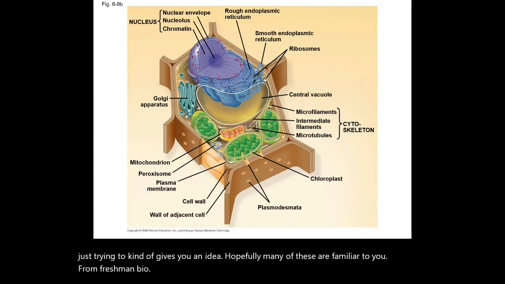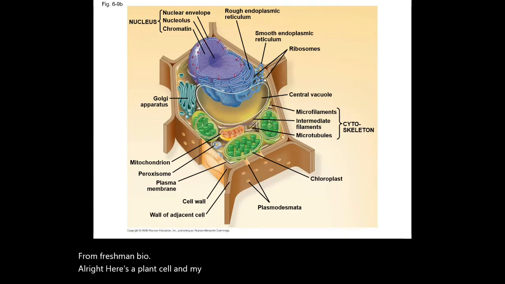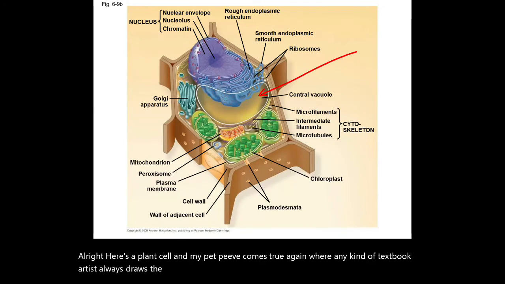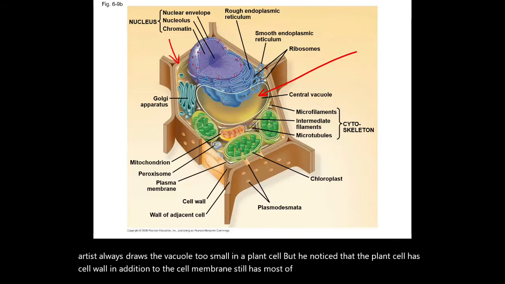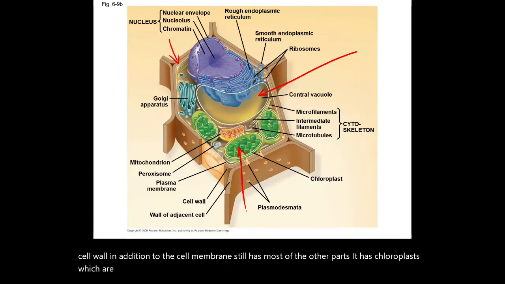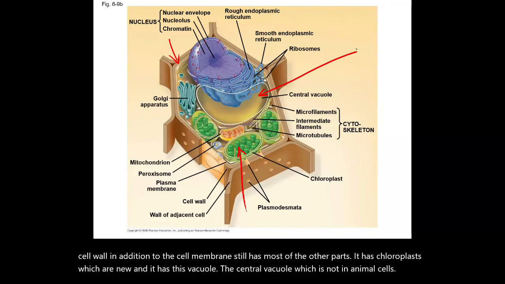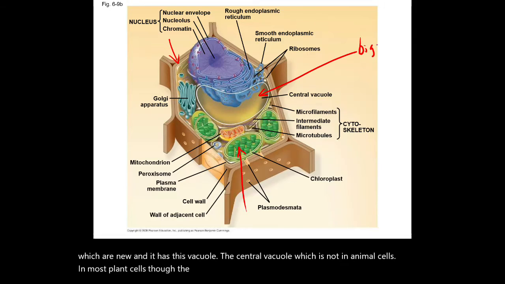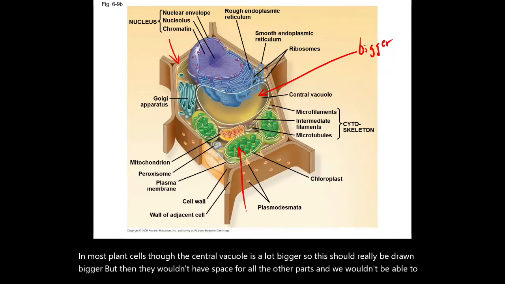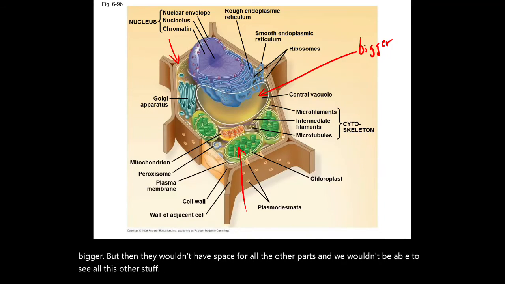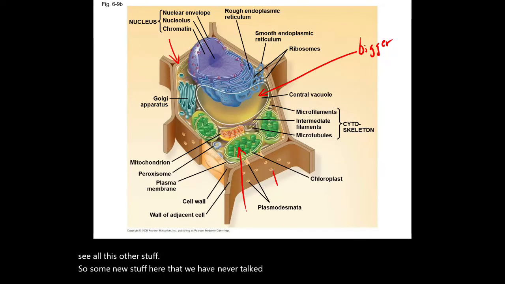All right, here's a plant cell, and my pet peeve comes true again, where any kind of textbook artist always draws the vacuole too small in a plant cell. But you notice that the plant cell has a cell wall in addition to the cell membrane, and still has most of the other parts. It has chloroplasts, which are new, and it has the central vacuole, which is not in animal cells. In most plant cells, though, the central vacuole is a lot bigger, so this should really be drawn bigger, but then they wouldn't have space for all the other parts, and we wouldn't be able to see all this other stuff. There's also some new stuff here that we have never talked about before, like plasmodesmata. We'll cover those later.